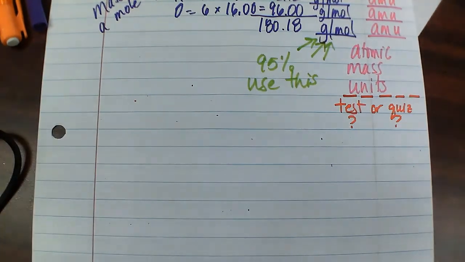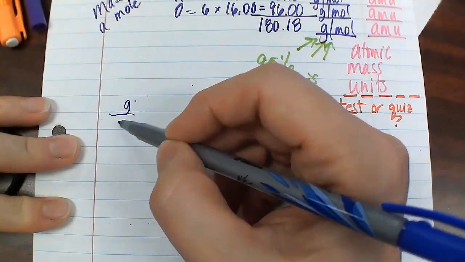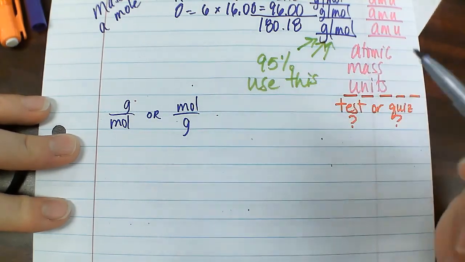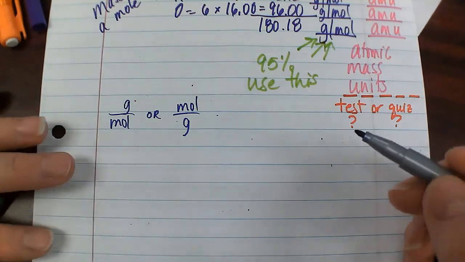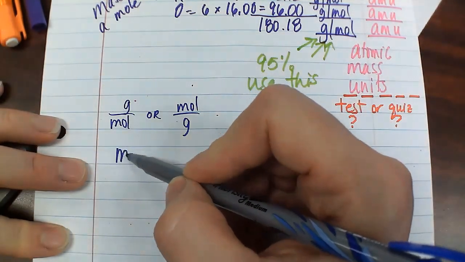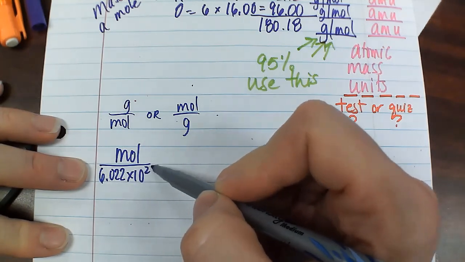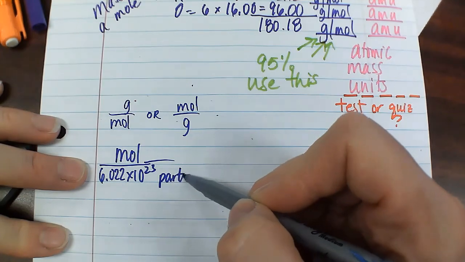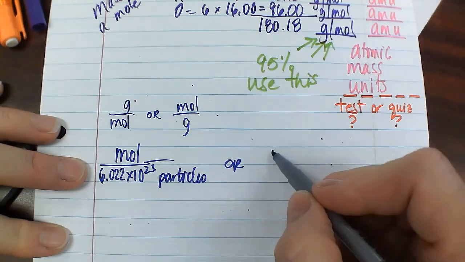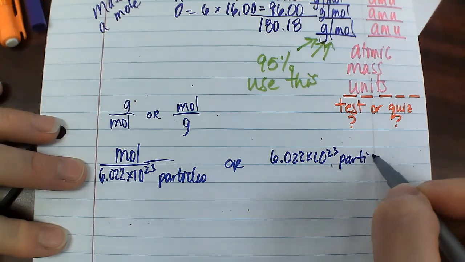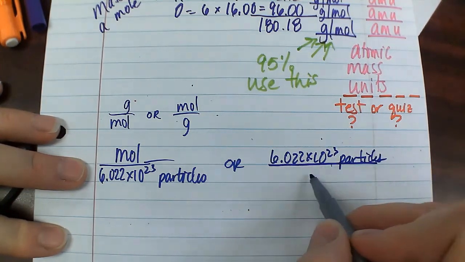Okay. Next, oh, I should have paused the video. Too late. All right, let's do some examples, because I think we have a lot of conversion factors here, right? Like we've got grams per mole. We've got moles per gram. We said earlier that Avogadro's number, like a mole, contains 6.022 times 10 to the 23rd particles, or there are 6.022 times 10 to the 23rd particles per mole.